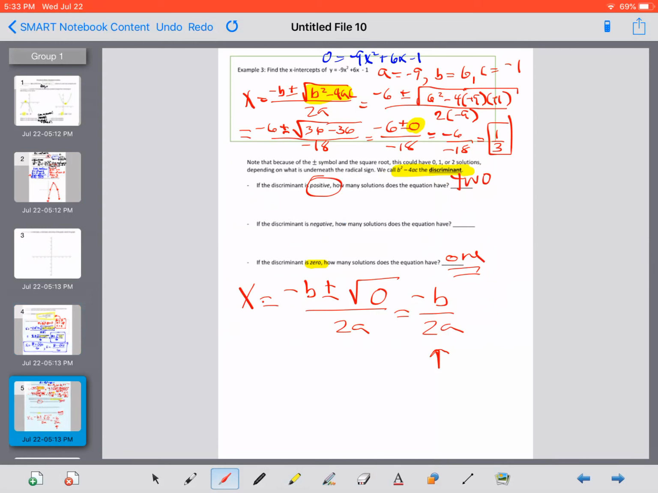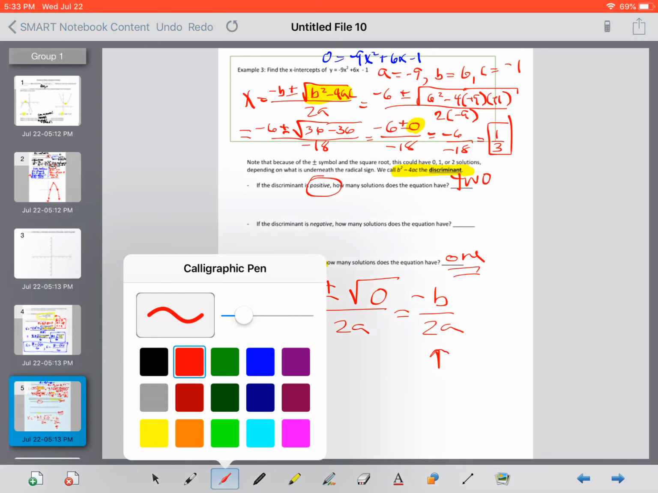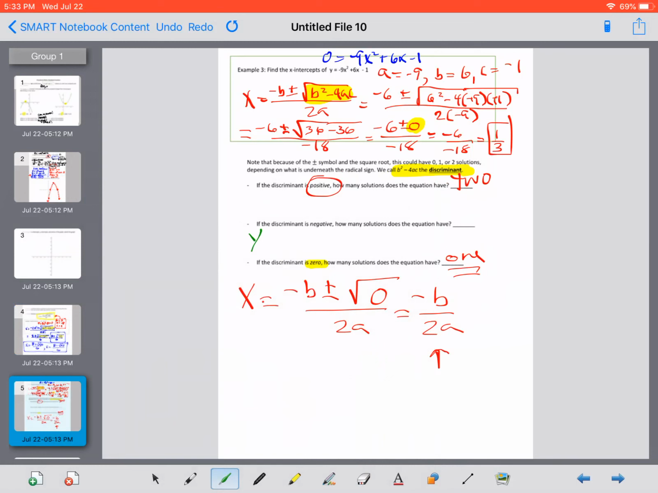Now finally, what if the discriminant was negative? What if you plugged everything in and you got negative b plus or minus the square root of something negative, all over 2a? This was a negative number underneath the square root sign. Well, remember, the square root of a negative is undefined. It's not a real number, and so in this case you don't get any solutions at all.